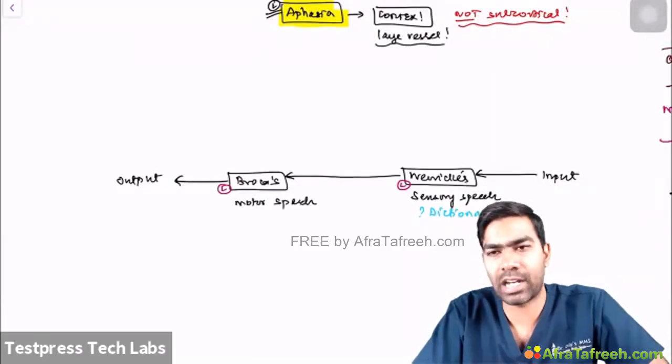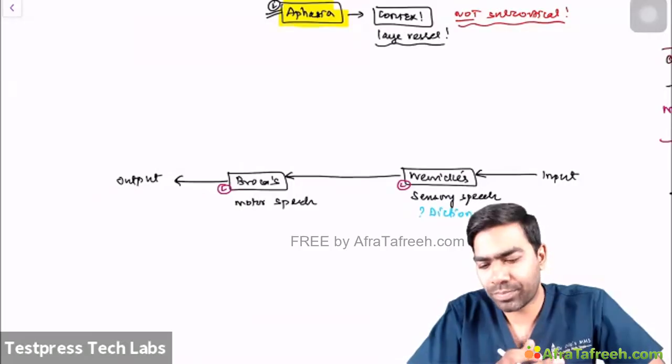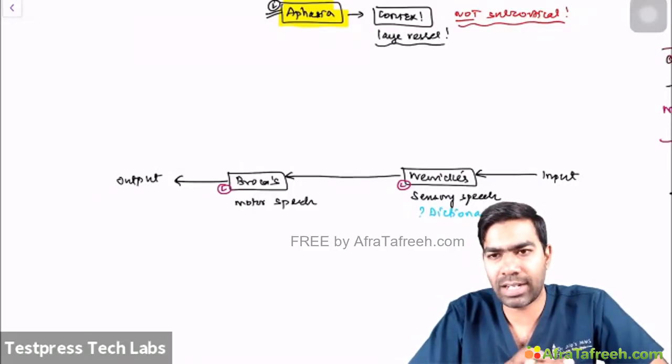Very rarely they can cause aphasia called crossed aphasia, which we'll be discussing later on. But usually right side lesions will not cause aphasia. Only the left sided lesions are going to cause aphasia in the first place.